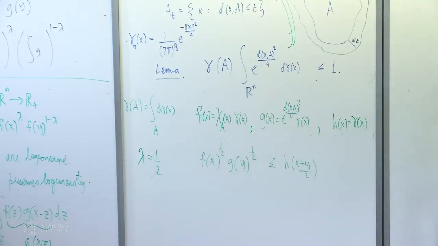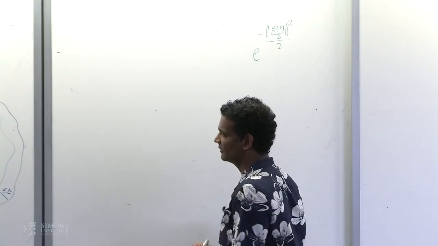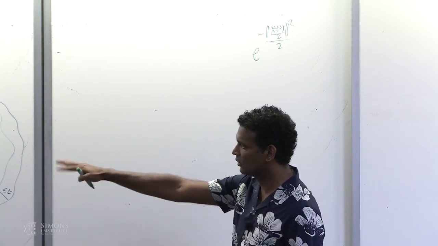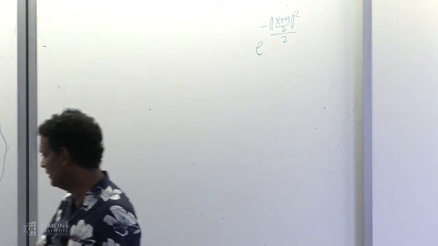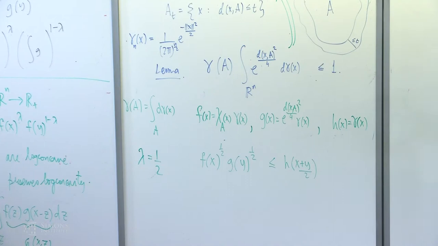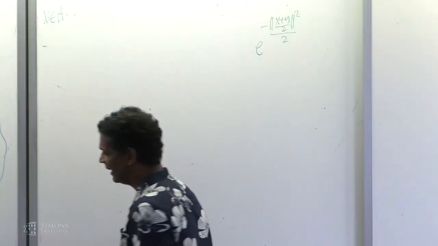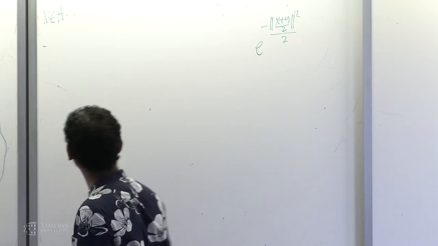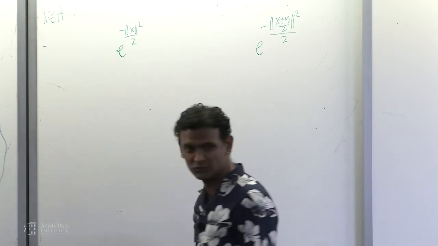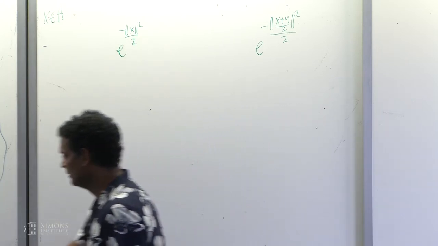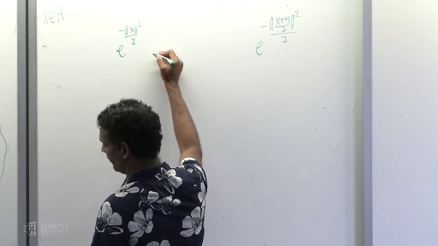We know what the right hand side is. That's just e to the minus the length of (x plus y) over 2, squared, over 2. Okay, I'll ignore the constant for the Gaussian density, it's the same everywhere. And then what about the left hand side? F of x to the half. Well, let's see. If x is not in A, then it's trivial because it's just 0 on the left. So we can assume x is in A. And if x is in A, then I can ignore this indicator and I just get gamma. So you get e to the minus x squared over 2. That's for the f contribution. And then g, you get this, which is how much?